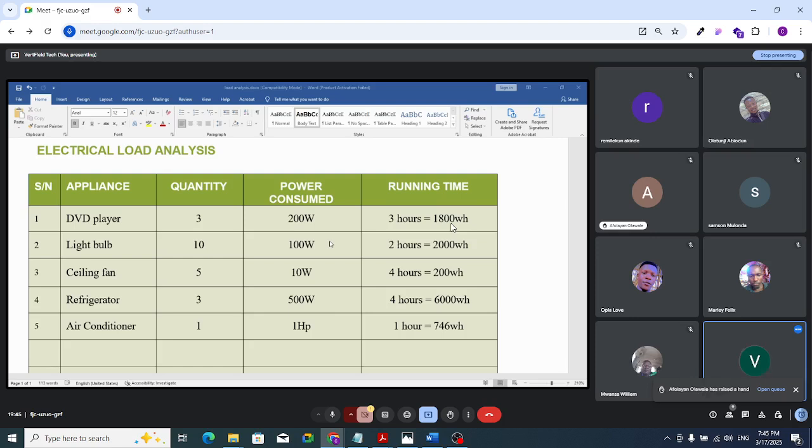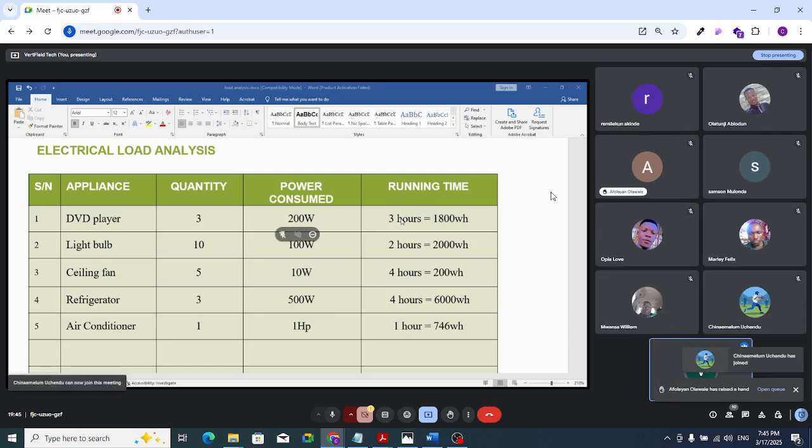Okay, so now this is a typical example of a load analysis table. For those of you who have no idea, this is a typical example of a load analysis table. Looking at this table, this is the table that you are going to be making use of to design any size of solar power system. Remember we said that load analysis tells you the energy need of the facility. So this table is going to be giving you the typical information or knowledge of the energy need of that facility.